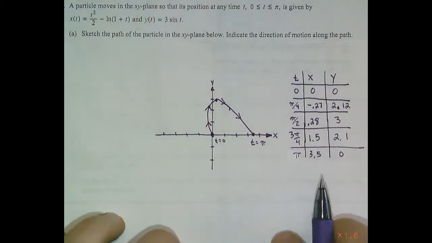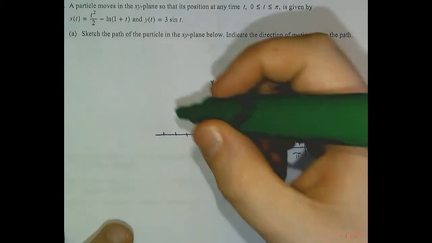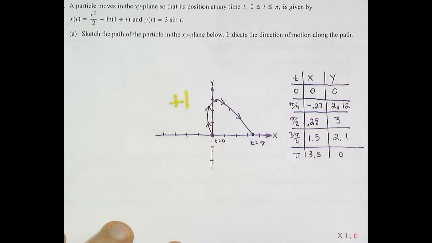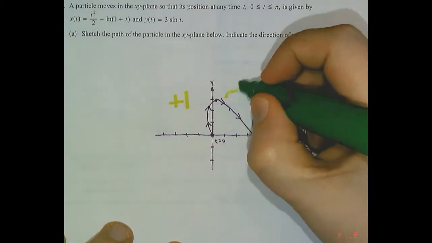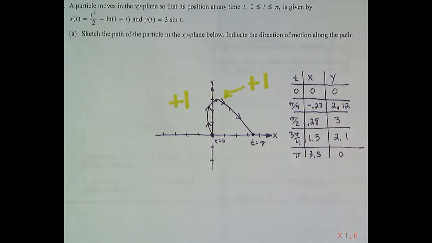Okay. This is worth 2 points. You get your first point for having the sketch of the graph correct, and then you get your second point for having the direction of travel correct. Because remember, with parametric calculus, we get that added piece of information of direction of travel because we've introduced the parameter of time.